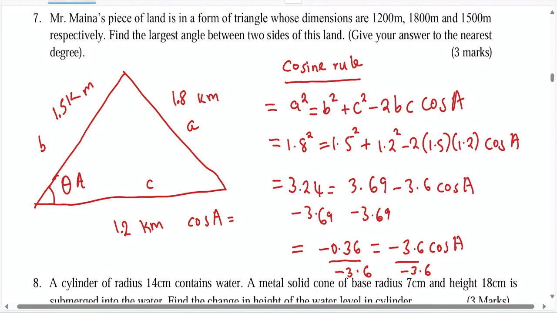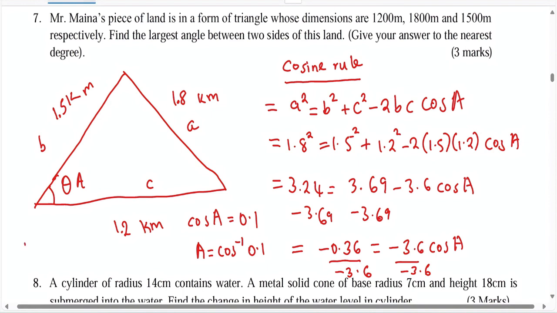So therefore, cos A is equivalent to what? Tunachukua hiyo negative 0.36 divided by negative 3.6 ambao itanipa 0.1. Sawa? Positive 0.1. So kama nataka kutafuta cos inverse ya 0.1 ni rahisi sana. So cos inverse ya 0.1 itanipa ngapi? Itanipa around 84.26.